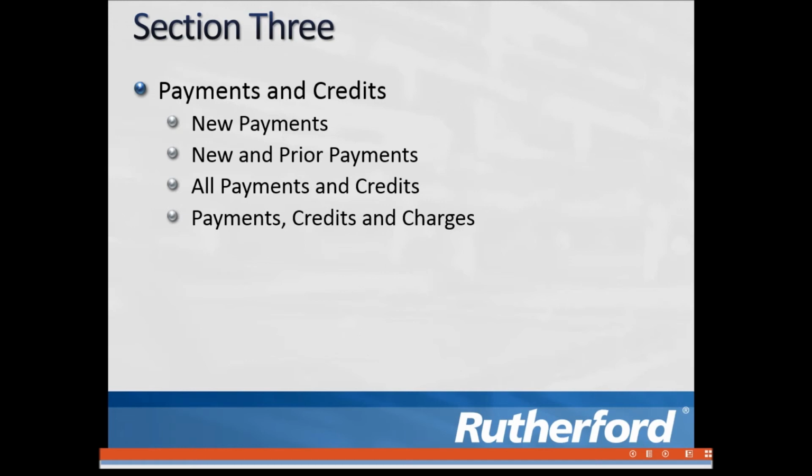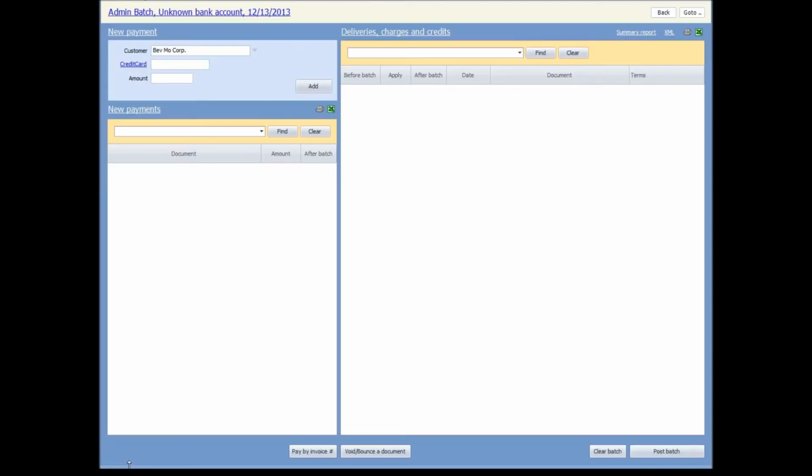Section 3 of the Payment Central screen is concerned primarily with the payments and credits in a given batch. You can adjust this section to show either new payments, new and prior payments, all payments and credits, or payments, credits, and charges. You can select those choices by clicking on the link at the top of the section. Additionally, these choices will be determined by the batch permissions.